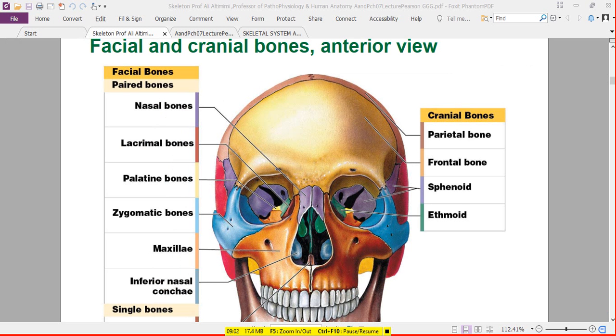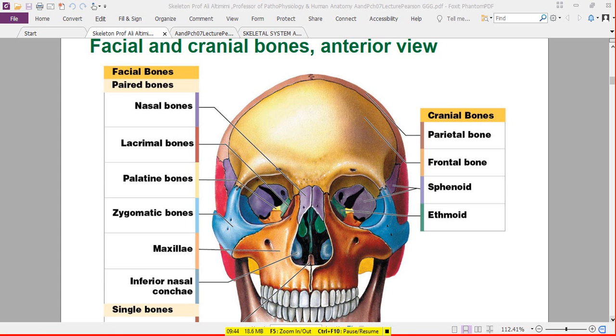And this is a review of facial and cranial bone in the anterior view. These are facial bone, including paired bone. These are nasal or paired bone. Lacrimal is a paired bone. Palatine, this is a palatine bone. Then zygomatic bone, maxilla, inferior nasal concha.